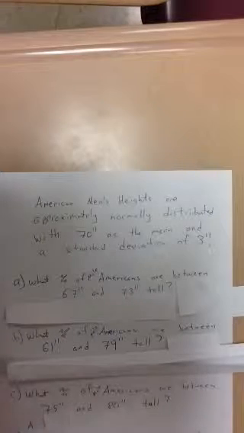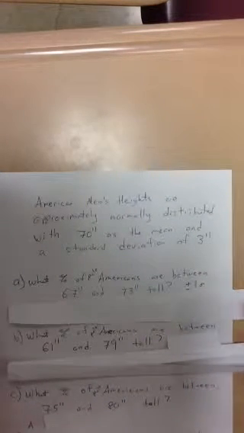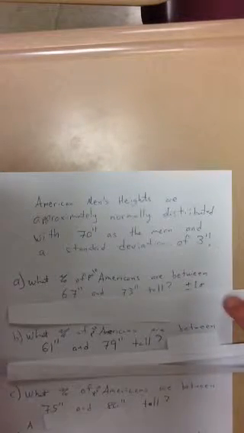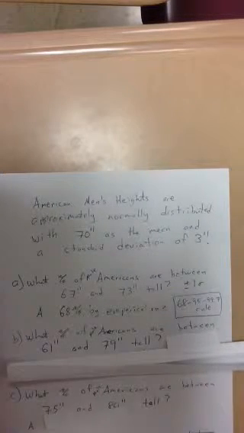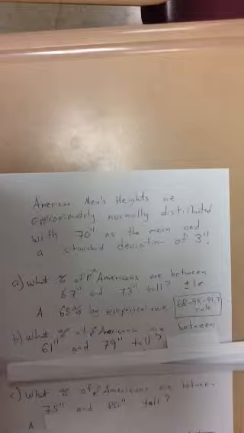Alright, assuming you've paused your video, let's take a look at these two solutions. These should be rather straightforward because you'll realize that for this problem, 73 inches is one standard deviation above the mean and 67 inches is one standard deviation below the mean, which means 68% of American males are between 67 inches and 73 inches tall by the empirical rule.